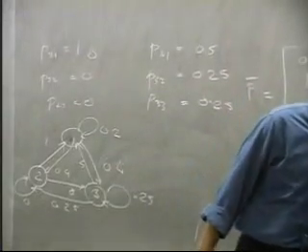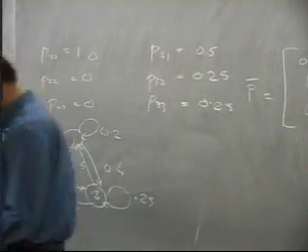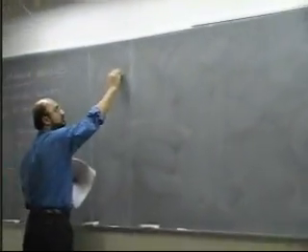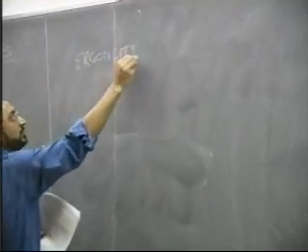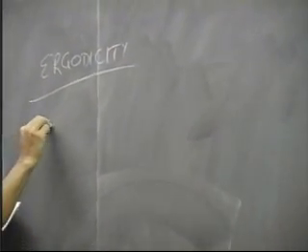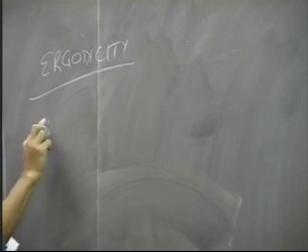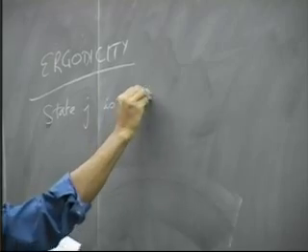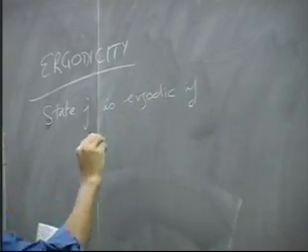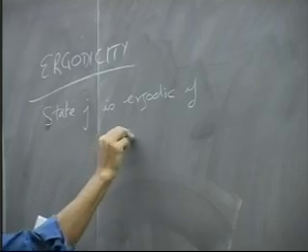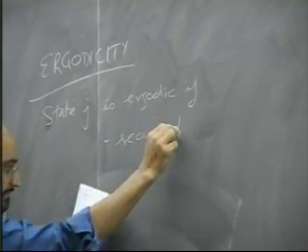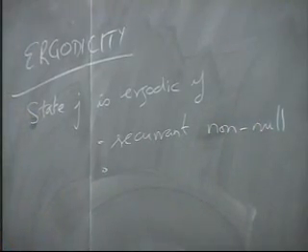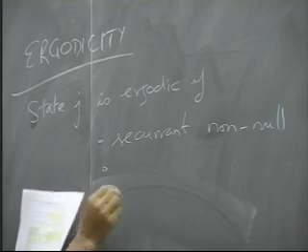let me first just define what ergodicity is, because the definition is actually pretty straightforward. Ergodicity means that a chain is, I should say, state j is ergodic if it is recurrent, non-null, which means you get back to it with the expected period less than infinity, and aperiodic.